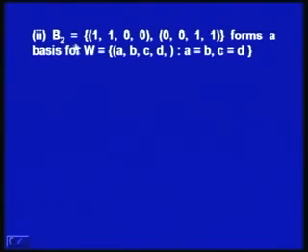Now, if we consider another subspace W satisfying the constraints A is equal to B and C is equal to D. So, we start with a set B2 consisting of (1, 1, 0, 0) and (0, 0, 1, 1). There are 2 constraints. So, we start with a set of 2 vectors and let us see whether they form a basis for this subspace or not.